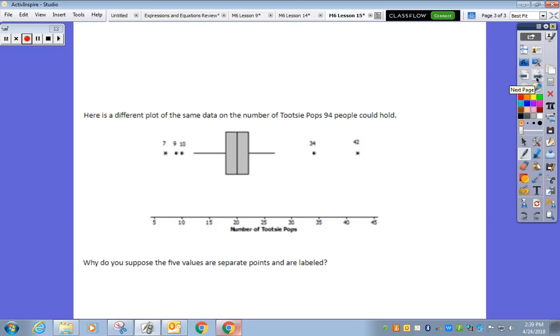And here's a different plot of the same data on the number of Tootsie Pops 94 people could hold. So you'll notice it looks a little bit different this time. In this one, we have 5 values that are separate points and labeled. So it's asking us, why do you think that you have these points that are out there? The reason for this is that these 5 numbers, the 7, the 9, the 10, the 34, and the 42, are called outliers. And outliers, as we've mentioned, are those numbers that really stand out from a set. They're a lot higher or a lot lower than the rest of the numbers in the set.